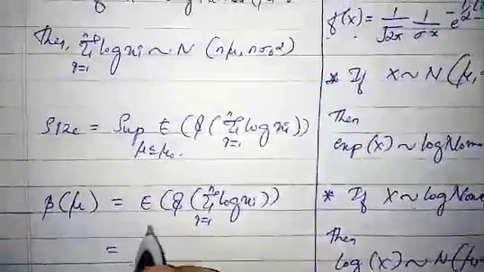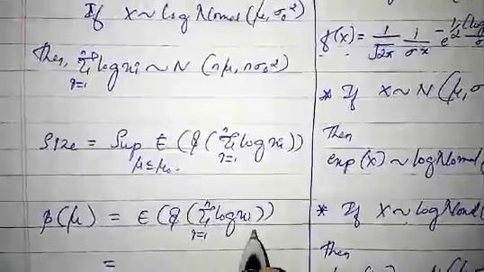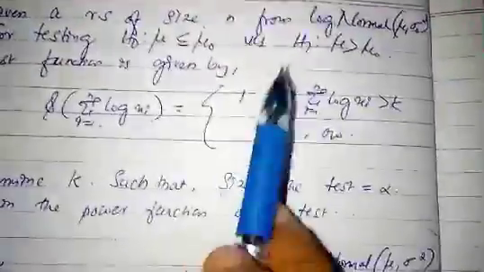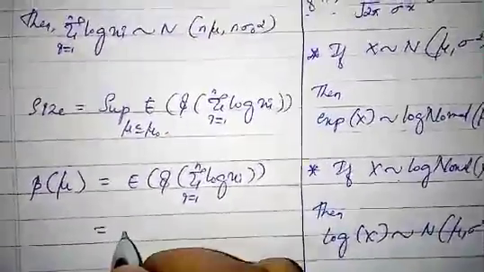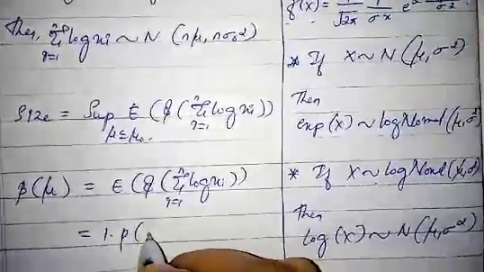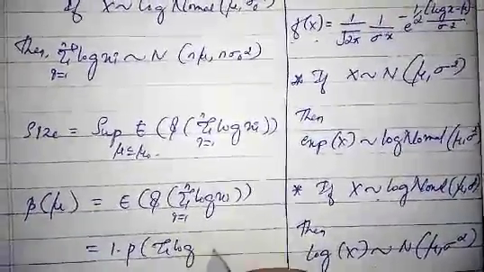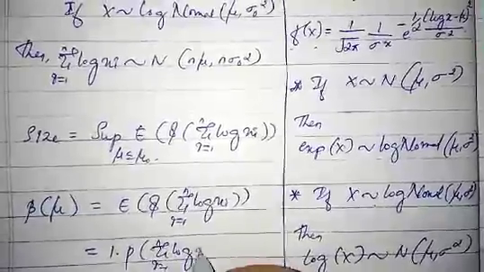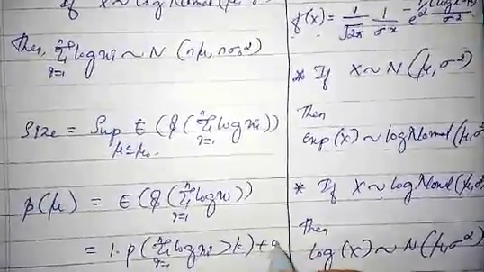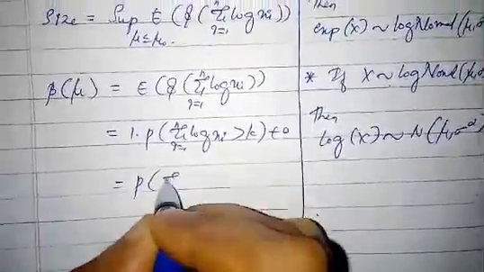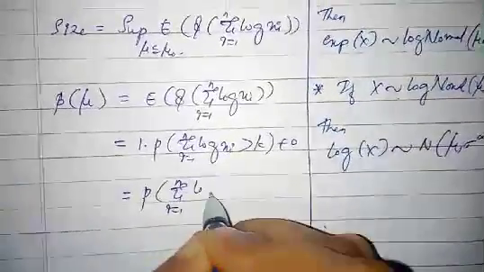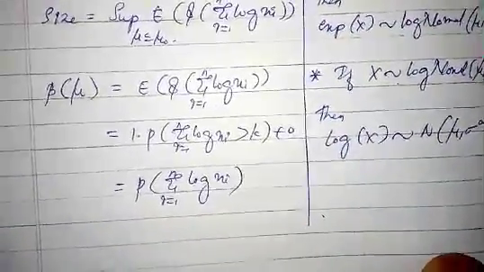It's equal to, what is that, expectation of phi of summation log xi is equal to 1 into probability of summation log xi is greater than k plus 0, right? So here 1 into probability of summation i 1 to n log xi is greater than k plus 0, right? Then it's equal to probability of summation i 1 to n log xi, right?